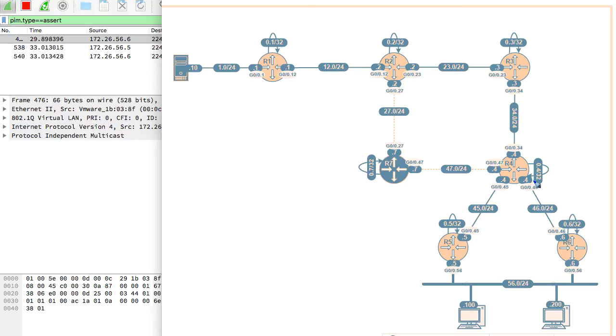So R5 was pruned here and R6 was actually being forwarded traffic to. After that 3 minutes, this moved from pruning to forwarding. So there was traffic here, that traffic once again went to R6. R6's traffic went to R5, and there was assert one more time. So the assertion process took place one more time. And this is that particular assertion process that we're looking at.